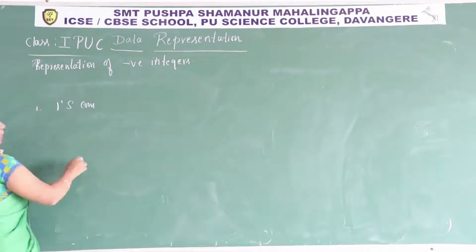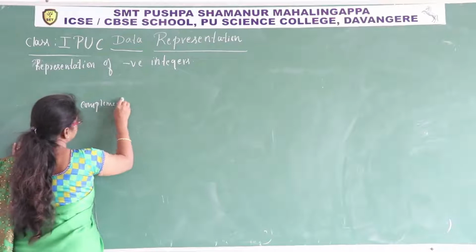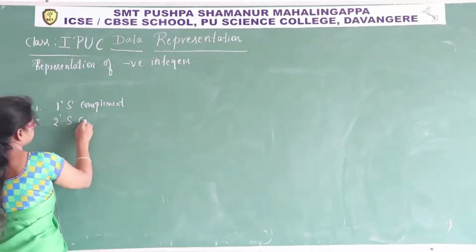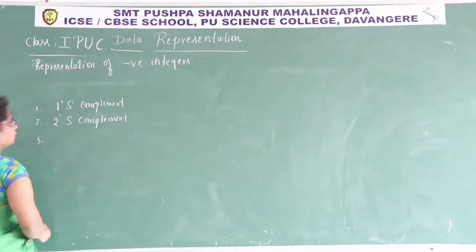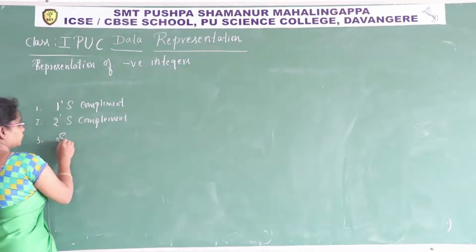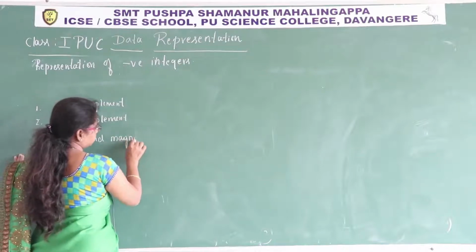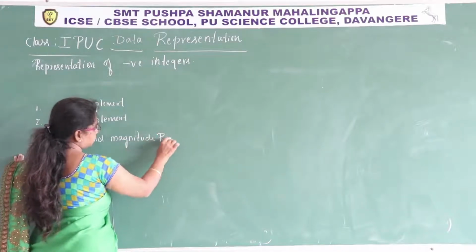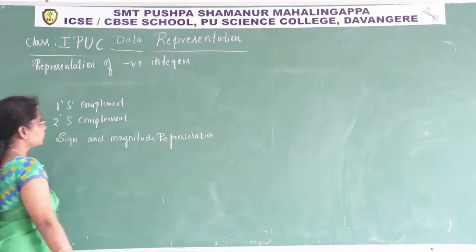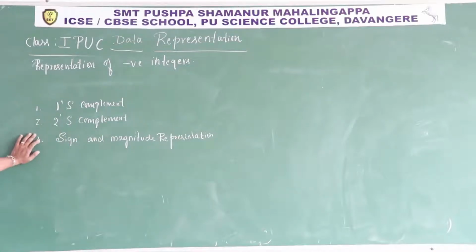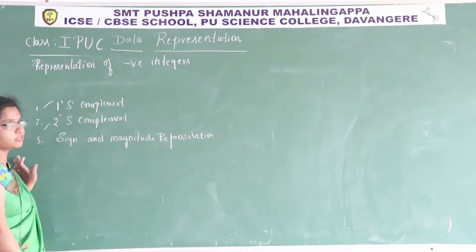Using 1's complement we can represent negative integers. 1's complement, 2's complement, then sign and magnitude representation. These are the different ways to represent a negative integer. We discussed 1's complement and 2's complement. Now sign and magnitude representation.